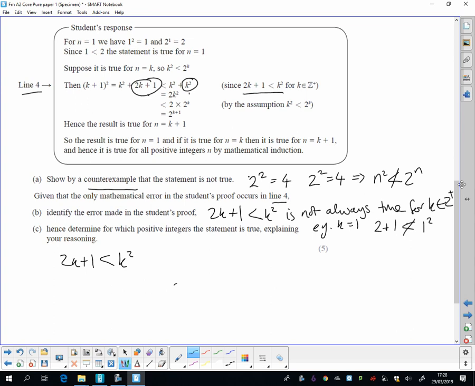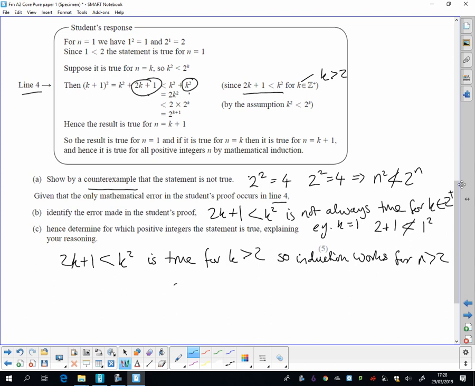Well, we know it didn't work for 1, doesn't work for 2, but once we get to 3, it does work. So that is true for k greater than 2. Okay, so that means the induction step is going to work for n greater than 2. So this bit is going to be okay as long as k is greater than 2. So that's fine, but what else can we say?